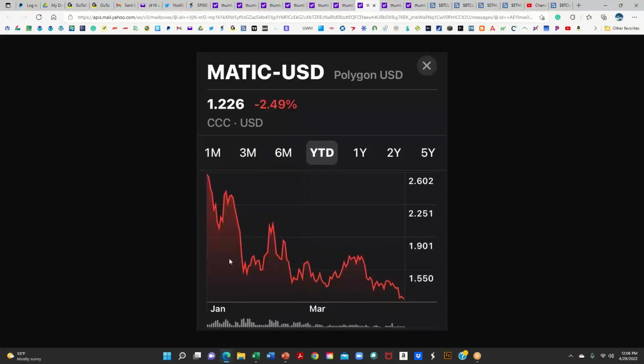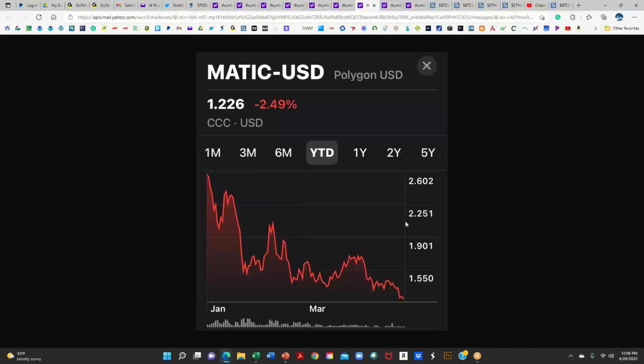MATIC or Polygon. Now this is the most bearish of all price actions. This is pretty much steady eddy lower. This is clearly the trend. What does it take for the trend to reverse? It has to start to make higher highs, break back above first this level, 1.75. That's been on the chart for many days or 2 weeks.